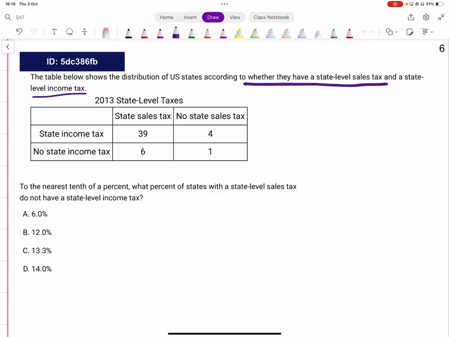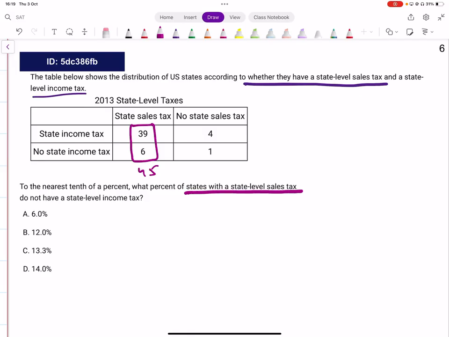Now it says, to the nearest tenth of a percent, what percent of states with a state level sales tax? Now again, read the question statement carefully. What percent of states with a state level sales tax? What's the group that we're talking about? Who have a state level sales tax? What are those states? These 45 states. We are only talking about these 45 states.